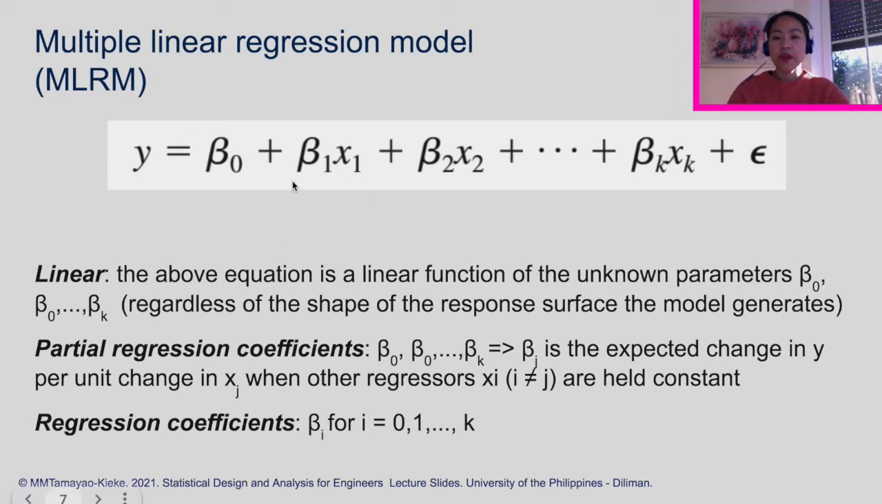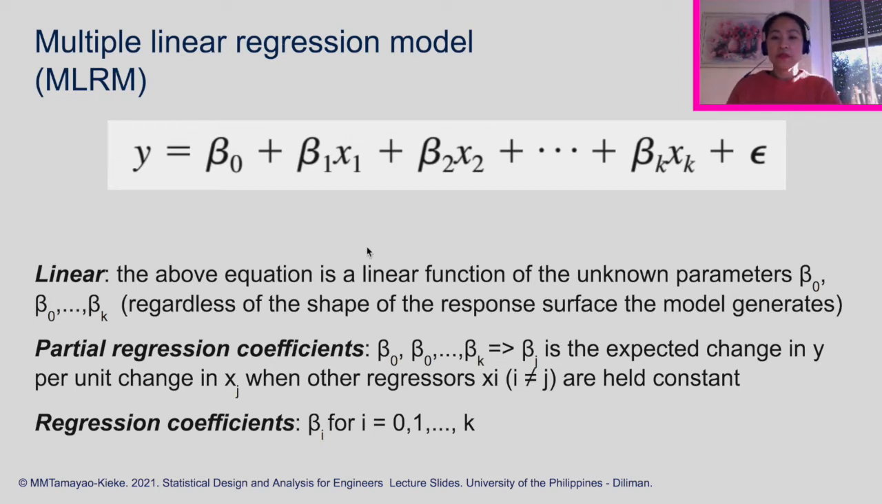Well, it's basically because in this equation, you can see that it is a linear function of the unknown parameters beta naught, beta 1, beta 2 to beta sub k. So regardless of the shape of the response surface that this model generates, as long as your parameters betas are linear, then this is considered a linear regression model. Now, since we have more than one regressor variable, then we call it a multiple linear regression model.